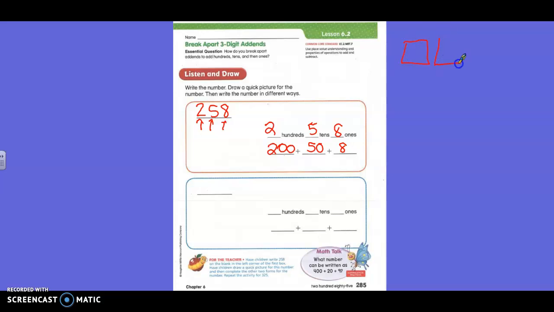2 hundreds is 200, right? 5 tens is 50. 8 ones is 8. So then you're basically adding these together. 200 plus 50 plus 8. What is that all together, boys and girls? 258. Correct. Okay, let's do that again for the next one.